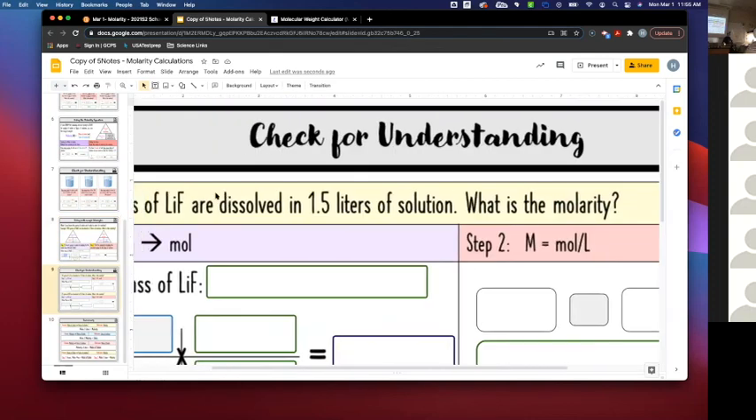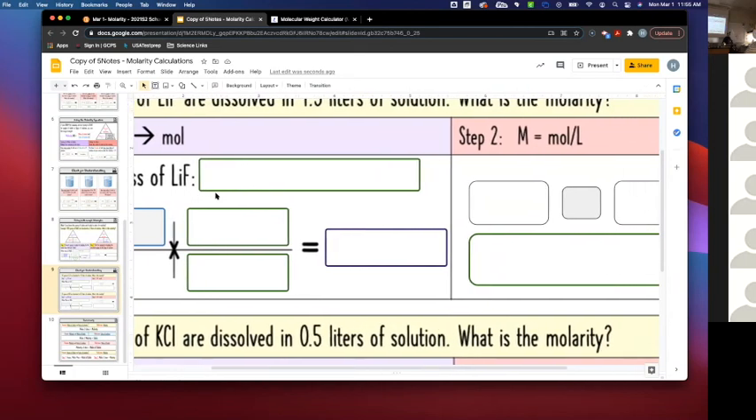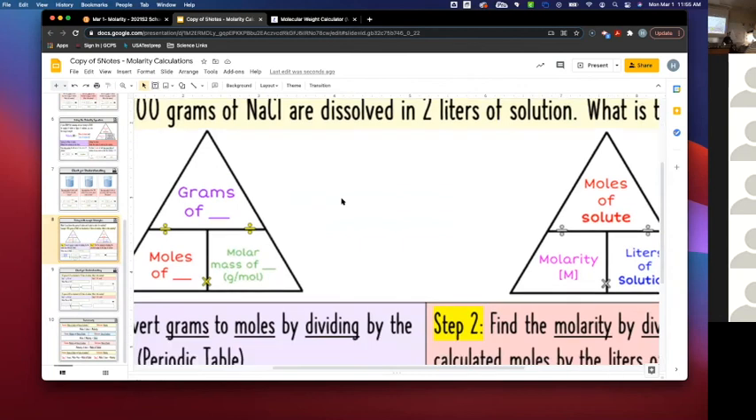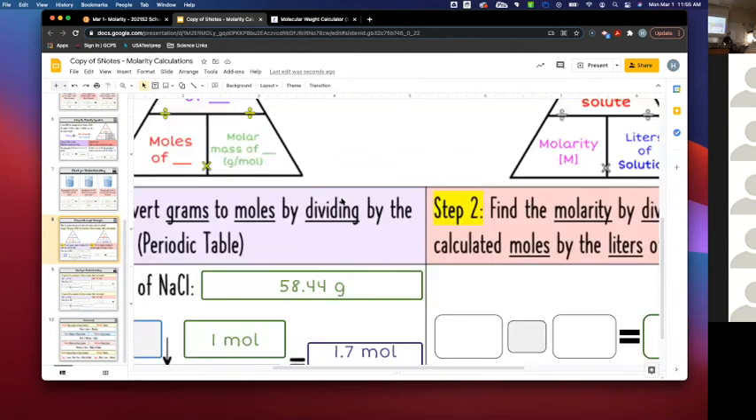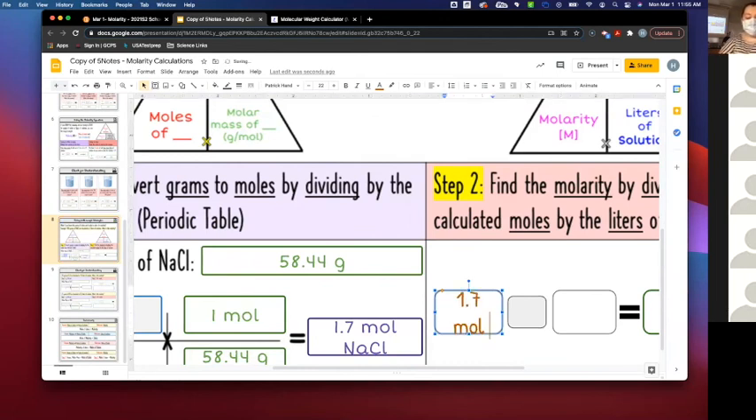So remember, molarity is moles divided by liters. And here's where we are. So the moles we calculated in step 1, in this first box right here, we're going to put 1.7 moles of NaCl. Well, we can just put 1.7 moles. Okay. Moles divided by liters.